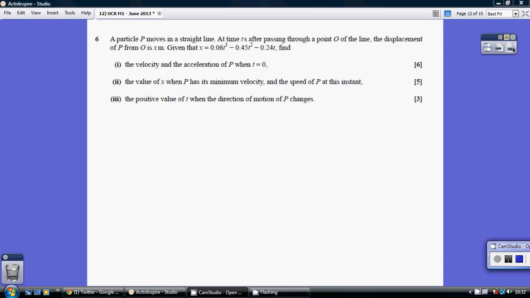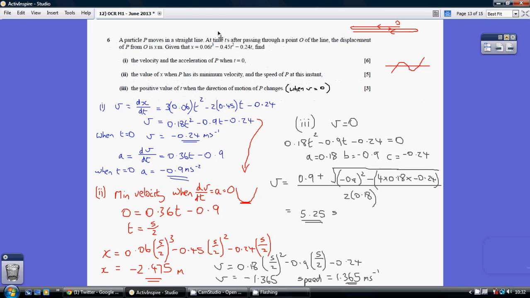Question 6. So this particle is moving in a straight line, but if you go and look at the formula for x, the equation for x, it's a cubic, so it's something like this.